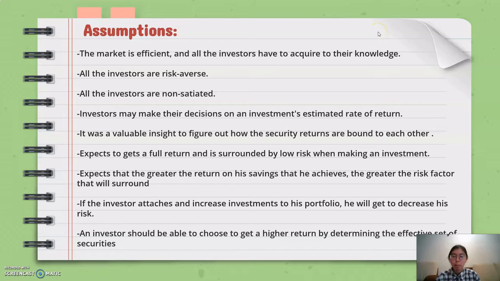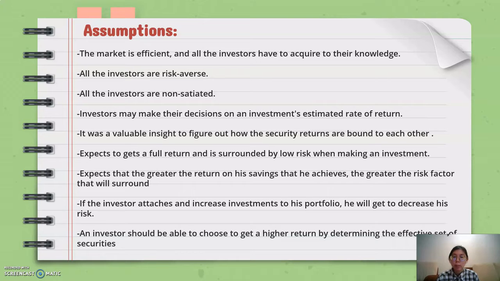There are also several assumptions regarding the mean variance portfolio theory. First, the market is efficient and all the investors have access to the knowledge. Second, all the investors are risk-averse and non-satiated. Investors may also make their decision on an investment's estimated rate of return. It was also a valuable insight to figure out how the security returns are bound to each other. Investors expect to get a full return surrounded by low risk when making an investment.